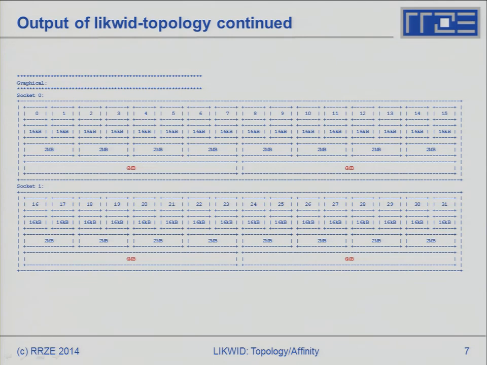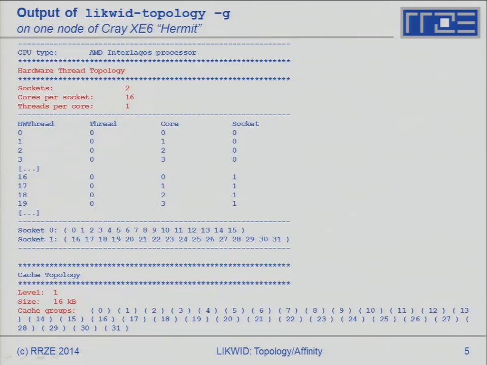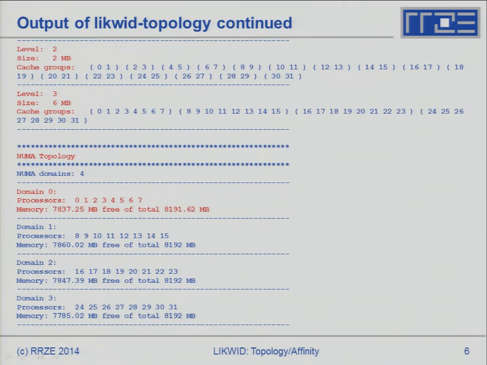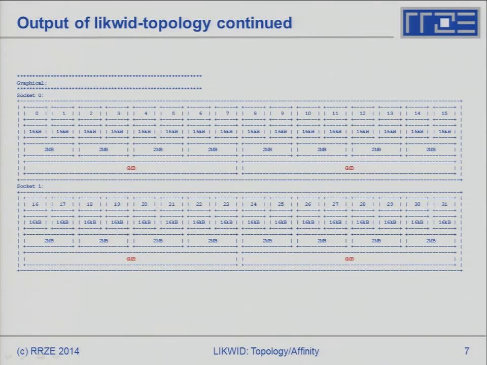And in the end, that's the consequence of using -g for graphical. Now, it's not really graphical, but it's ASCII art, but graphical enough to get a good overview. This is, again, a view of the complete machine. You see socket 0 and socket 1. In each socket, we have 2 chips, 2 separate chips, each with its own 6 megabyte level 2 cache. Okay? And you see nicely the numbering.